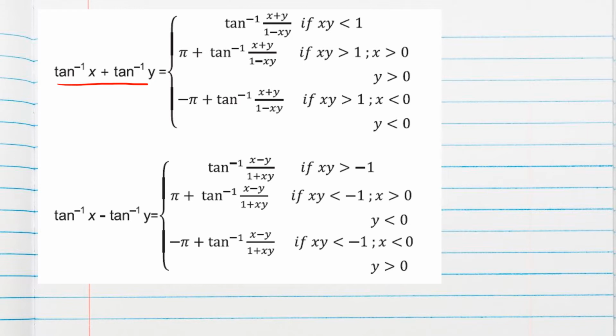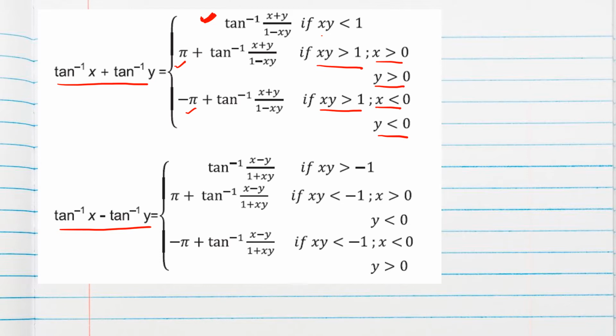And some properties of compound angles of inverse functions. Here all these formulas are given. If xy is less than 1, then directly, mostly we use this formula only. If xy is greater than 1, we can use this formula, and here both x and y should be positive. Here x and y will be negative, and xy is positive greater than 1, then minus pi plus tan inverse. This formula we can use, and similarly here also.